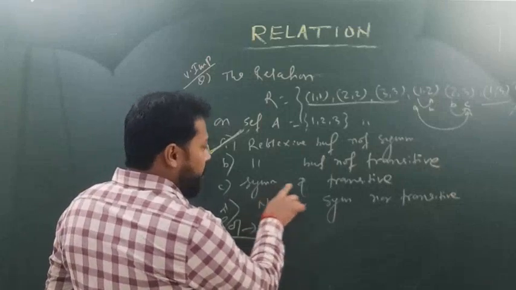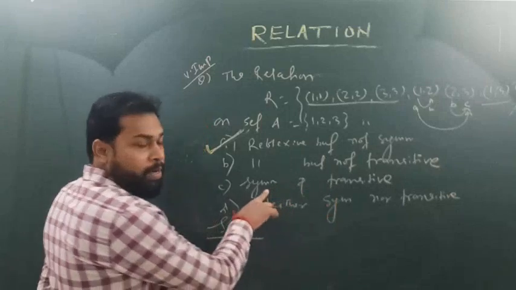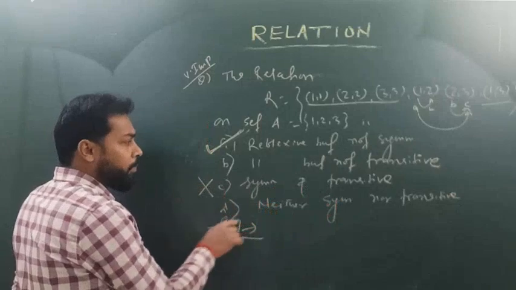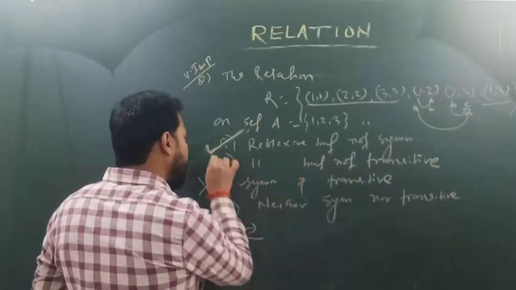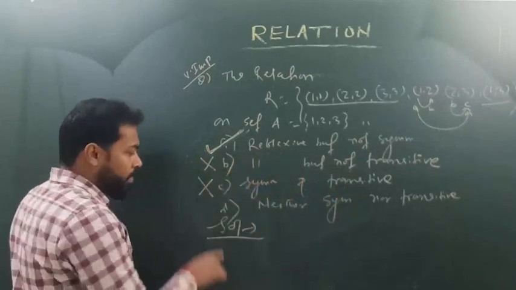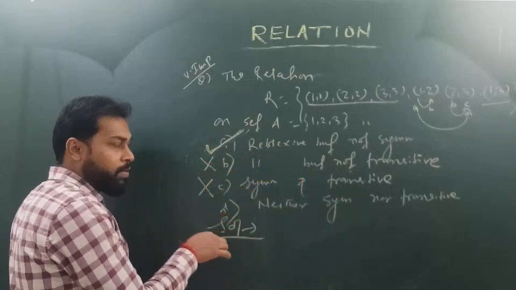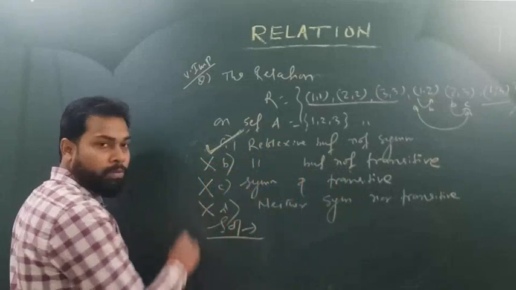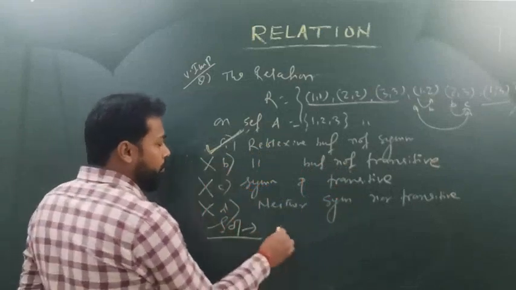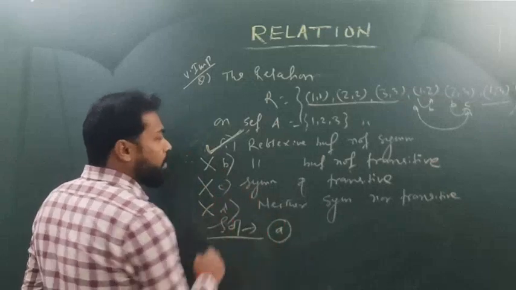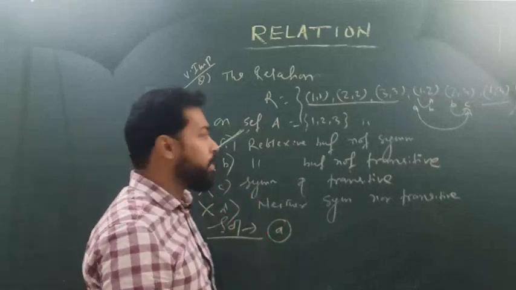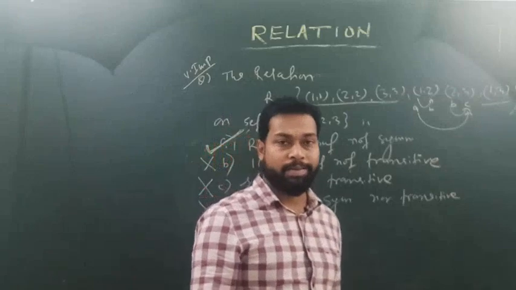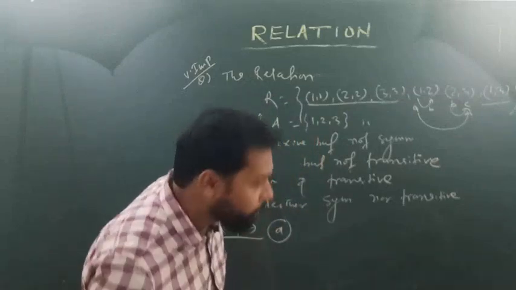Here we have symmetric and transitive, but this is not symmetric. So this is the wrong option. Not transitive is also wrong because this is transitive. The last one is neither symmetric nor transitive. So this is transitive, so this is also an incorrect option. So the first one is the correct option: reflexive but not symmetric. This is only a reflexive and transitive relation. Okay.